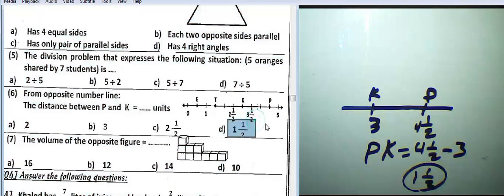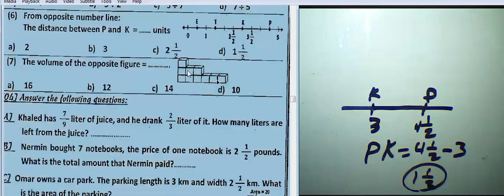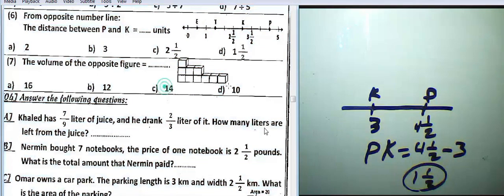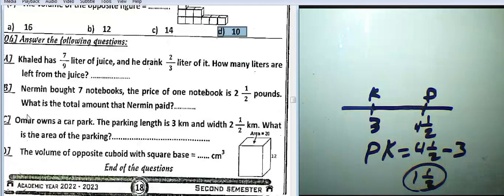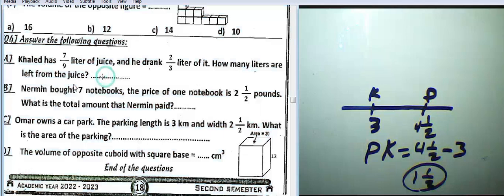The result is 1.5, letter D. The volume of the opposite figure, we can count all the cubes here. 1, 2, 3, 4, 5, 6, 7, 8, 9, 10. 10 cubes here. The result will be equal to 10. Answer the following questions. Letter A. Khalid has 7/9 liter of juice and he drank 2/3 liter of it. How many liters are left from the juice? We can find the difference between them.